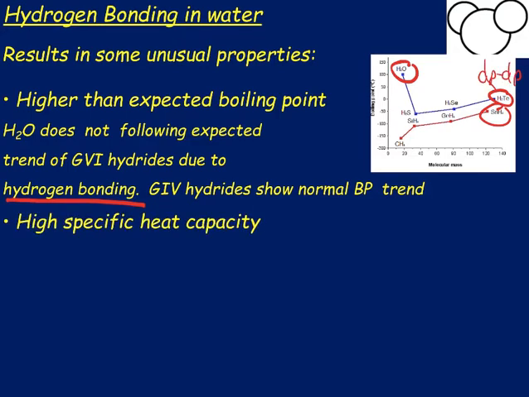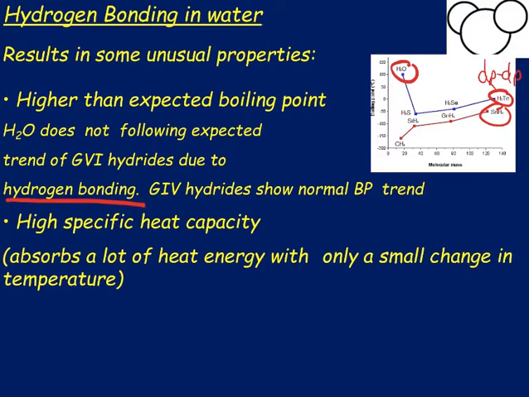It has what's called a high specific heat capacity, so what that means is it can absorb a lot of heat energy with only a small change in temperature, and that has applications in a branch of chemistry called thermochemistry.